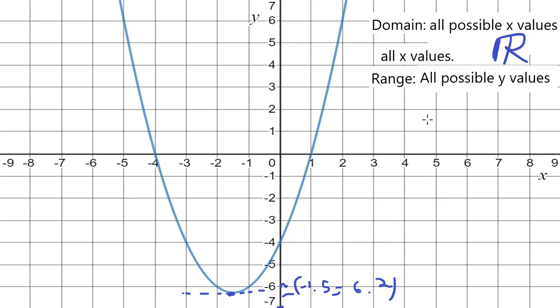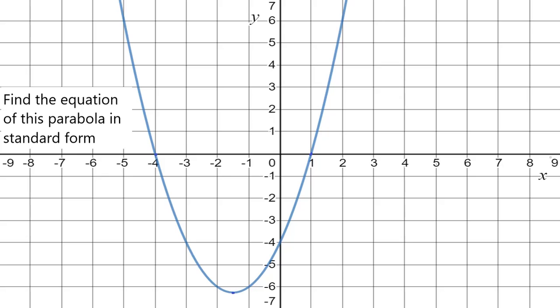If you are going to say something a little bit different, like -6.3 or -6.1, that's totally fine. We're going to say that y is greater than or equal to -6.2, because this is saying y is always going to be greater than this value or equal to it. So we could also write it like this if you're writing on a computer and you can't make the greater than or equal to sign, and this would be the range.